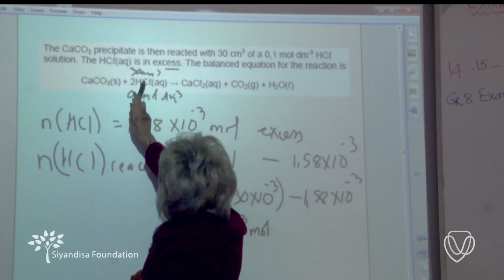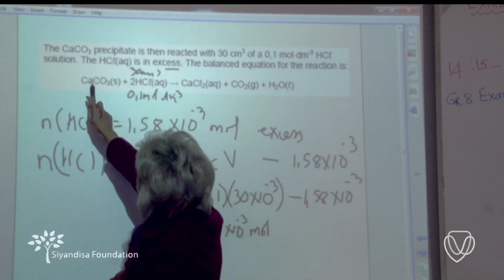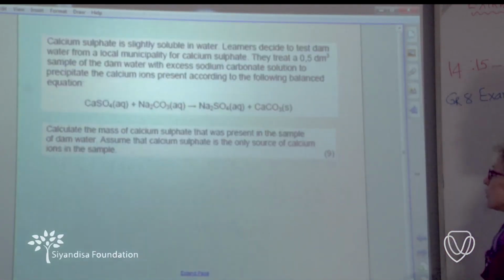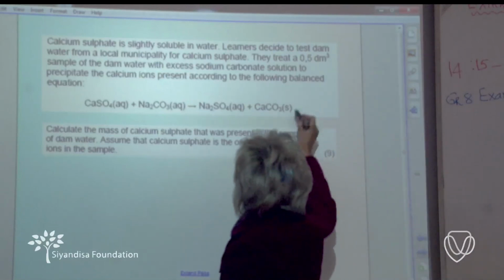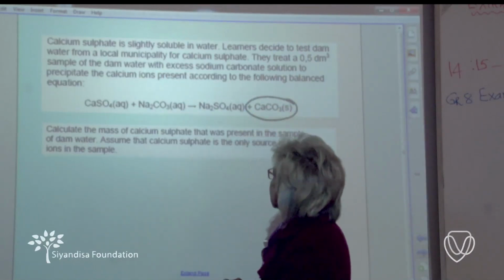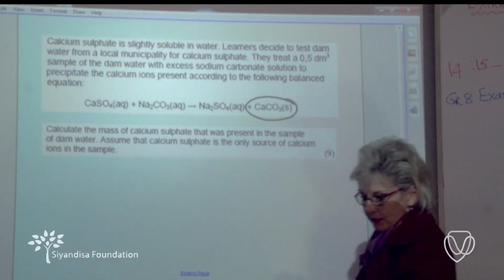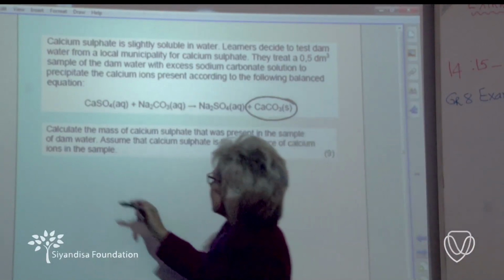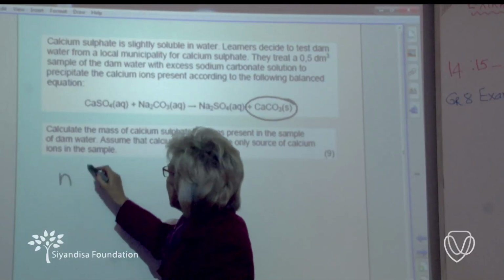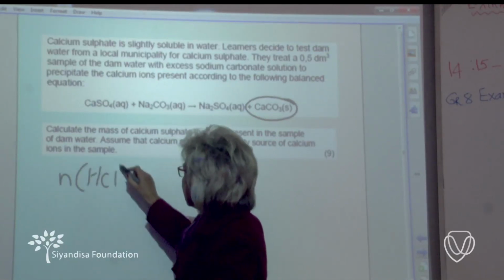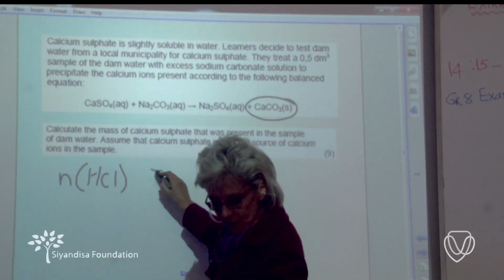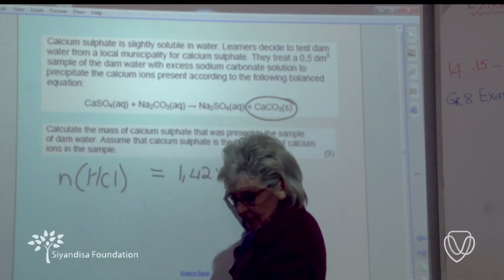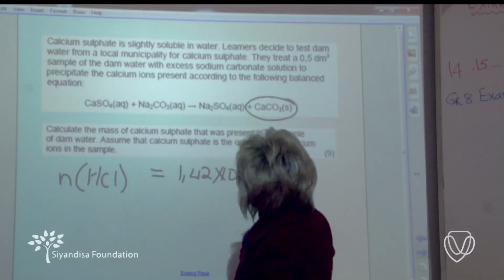With what did it react? It reacted with the calcium carbonate that was in the precipitate. So if we then go to the next calculation, this calcium carbonate that was in the precipitate was reacted with the HCl. So just to remember, the hydrochloric acid that we've used with the calcium carbonate was 1,42 times 10 to the power of negative 3 mole.